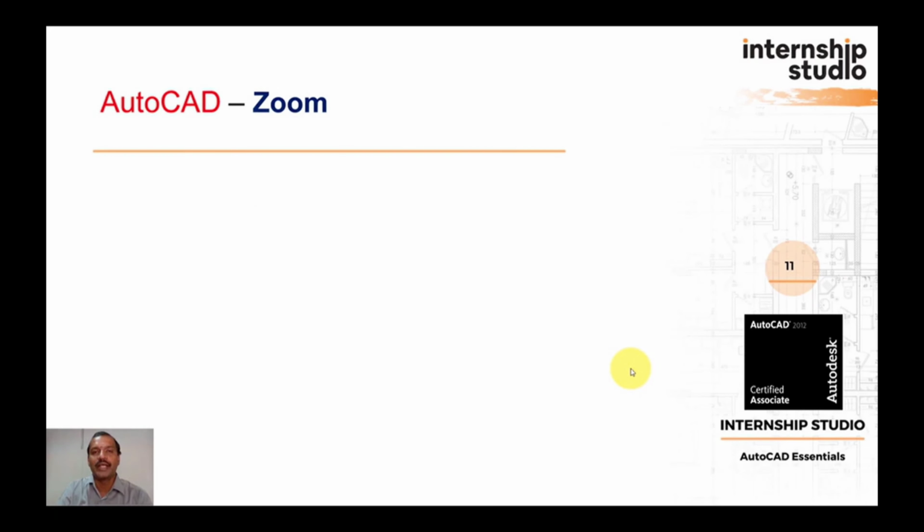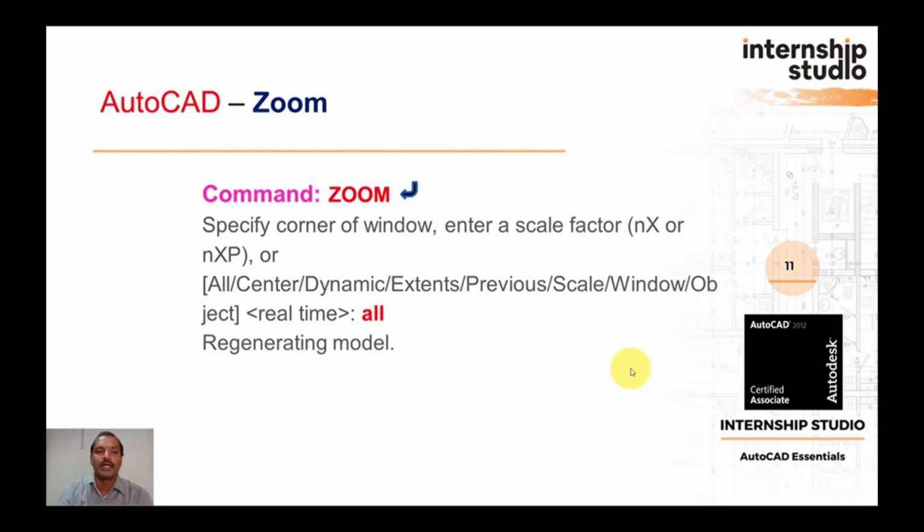Once you give the limits command, immediately we have to go for zoom. Once you enter the zoom command, plenty of options will come. We will choose only the first option called ALL. That means whatever size we have chosen is going to be zoomed on the screen now. Just give all, enter.